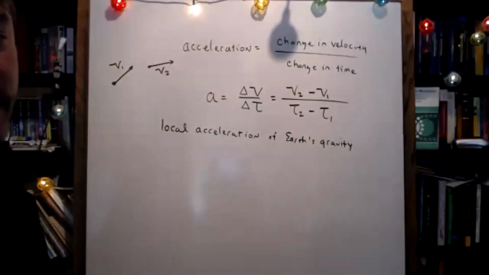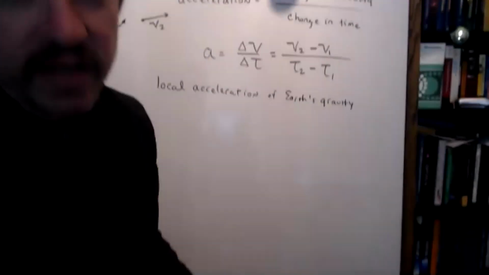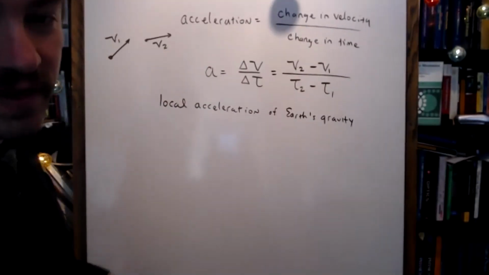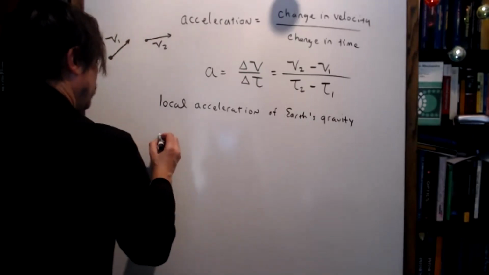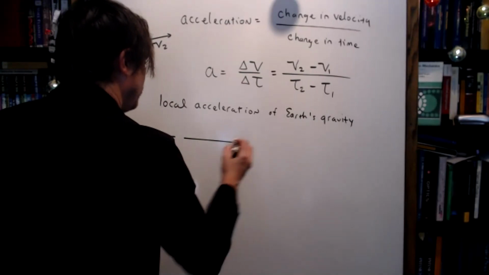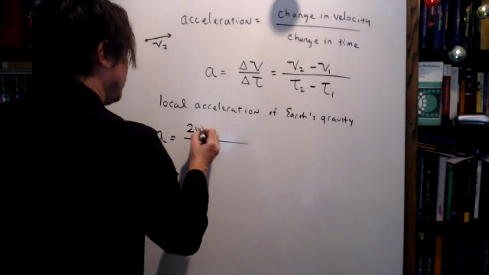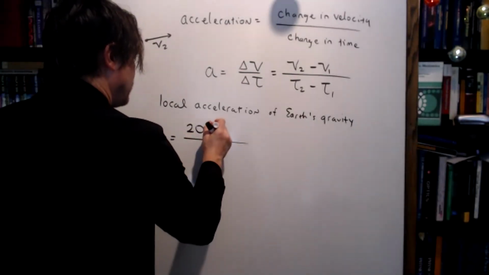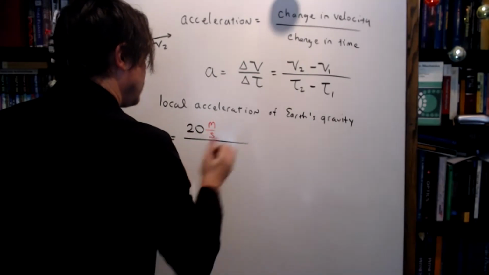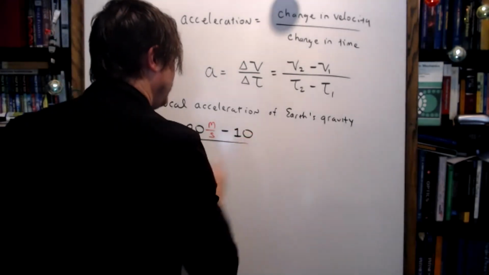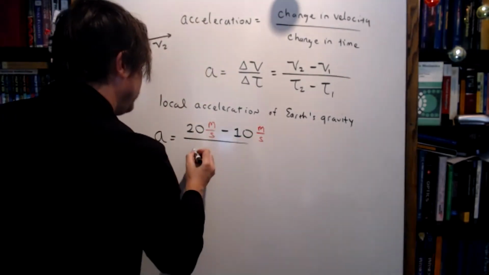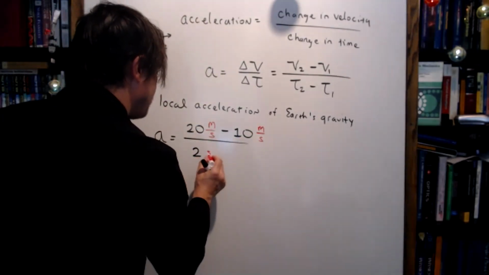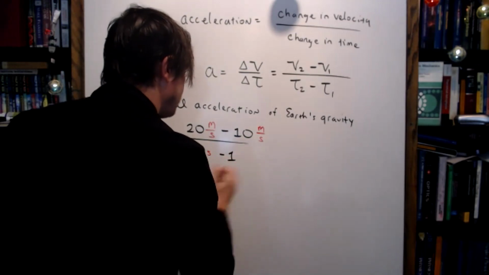This famous quantity was first investigated by none other than Galileo himself. We're going to plug in our values and just see what happens. So the acceleration is, let's say our second velocity is 20 meters per second. Let's subtract our first velocity, which is 10 meters per second. And then the time 2 is 2 seconds minus 1 second.